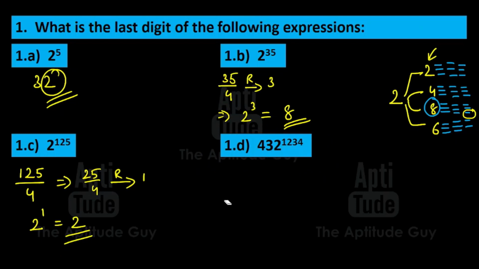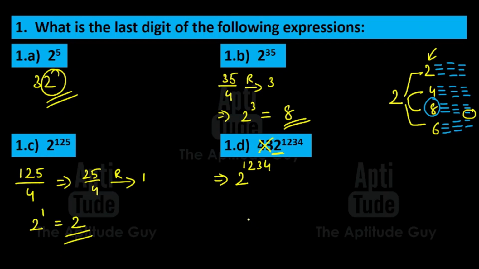Let's get to business. The first way to reduce this question is, first of all, remove 4 and 3 because we don't care what comes before the units place. 2 is the units place of this number. That is all that we care about. So the first simplification step is 2 to the power 1, 2, 3, 4.